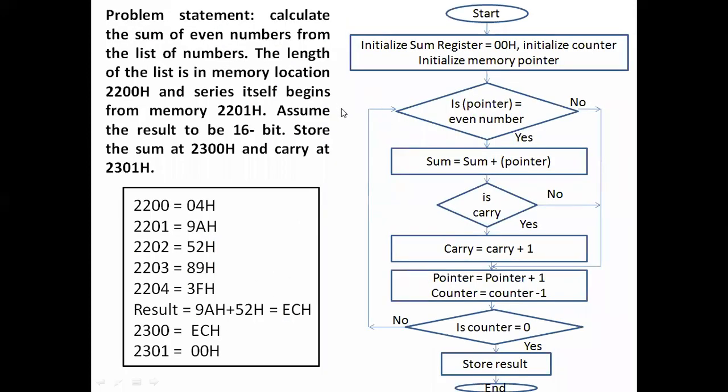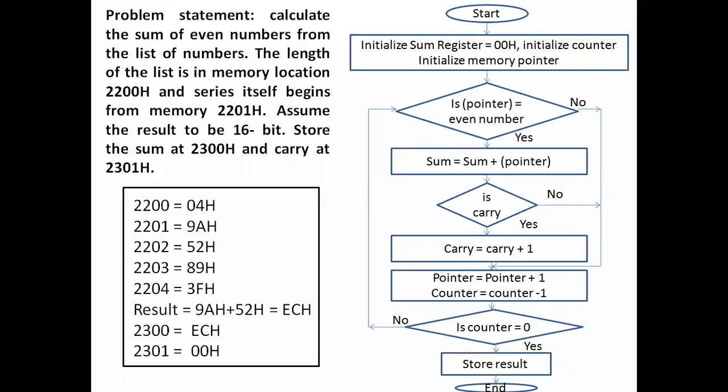So first of all, we will be discussing the program which is going to calculate the sum of the even numbers from the given list of numbers. And the total count of numbers present is available at 2200. 2200 लोकेशन पे कितने नंबर्स हैं वो दिया हुआ है and the series of the numbers starts from memory location 2201.